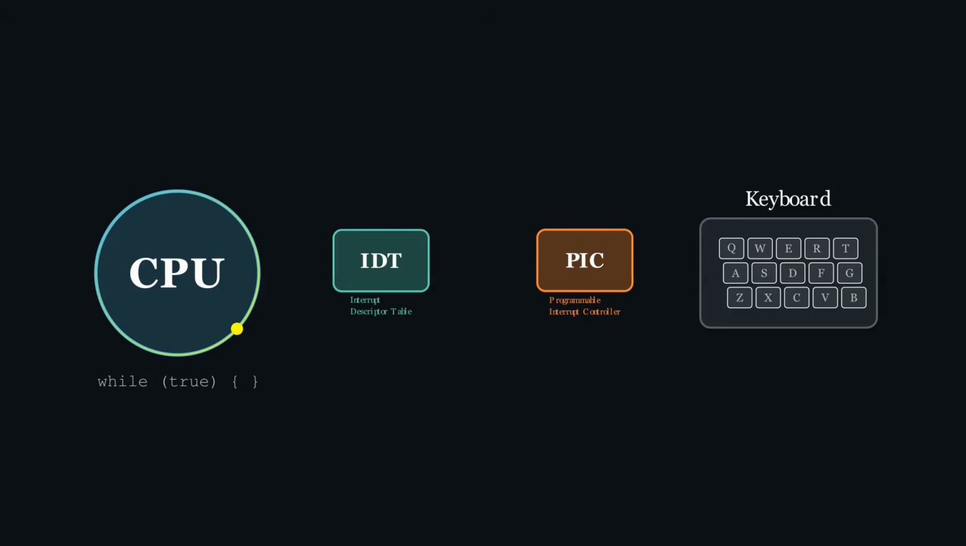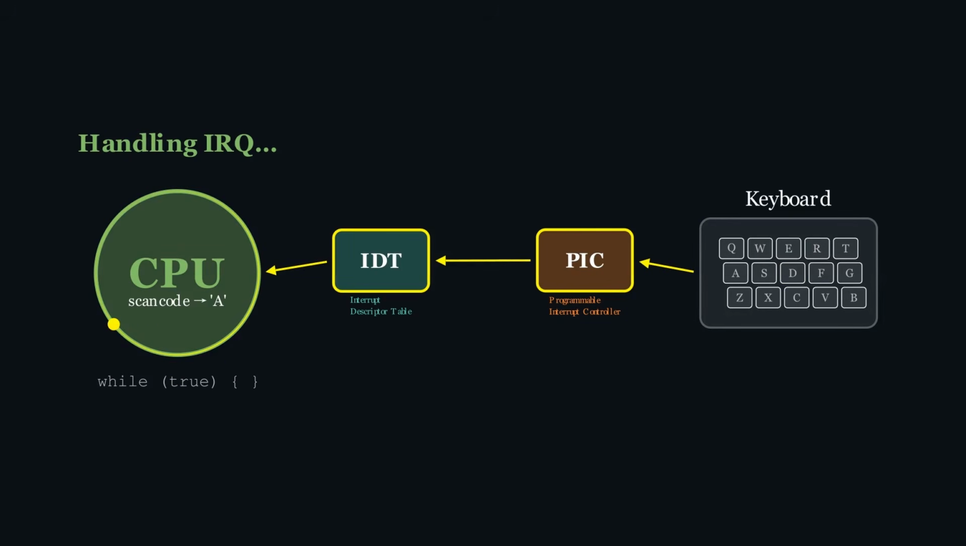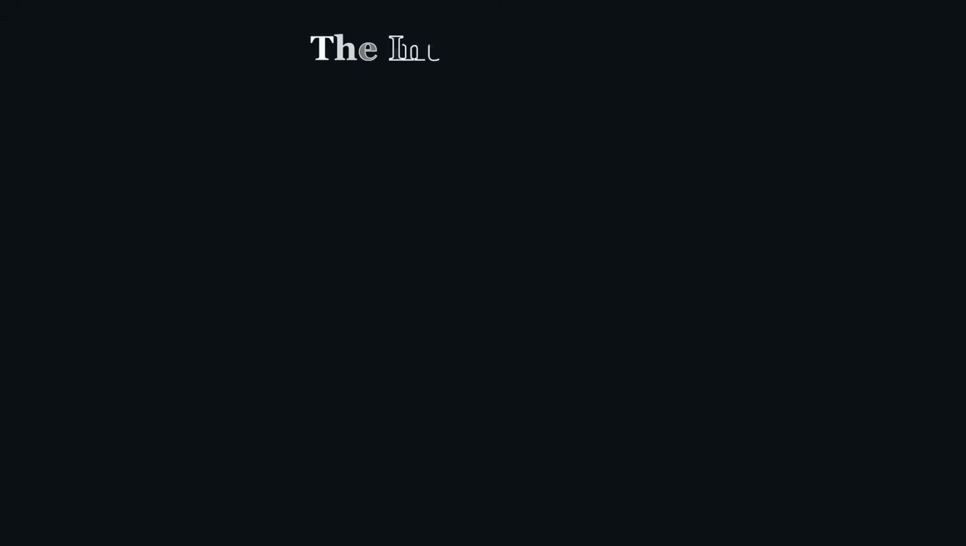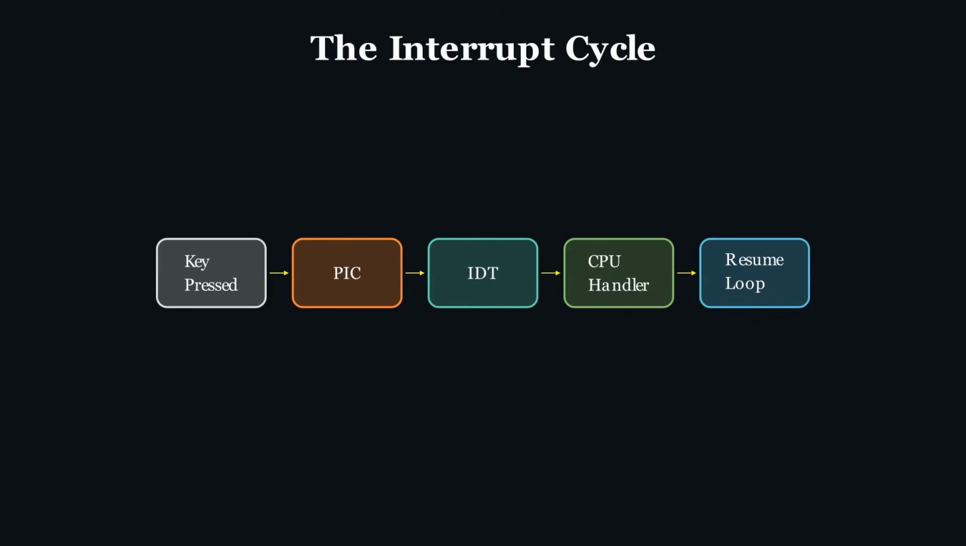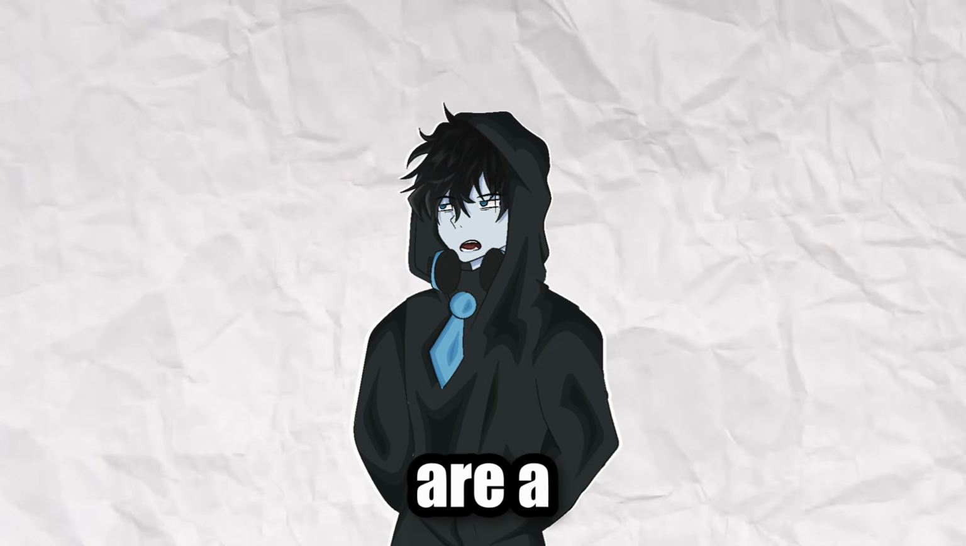To fix this, we need interrupts. Basically, we need to tell the CPU to stop whatever it's doing when a key is pressed. This requires setting up an IDT, interrupt descriptor table, and a PIC, programmable interrupt controller. And let me tell you, interrupts are a nightmare.